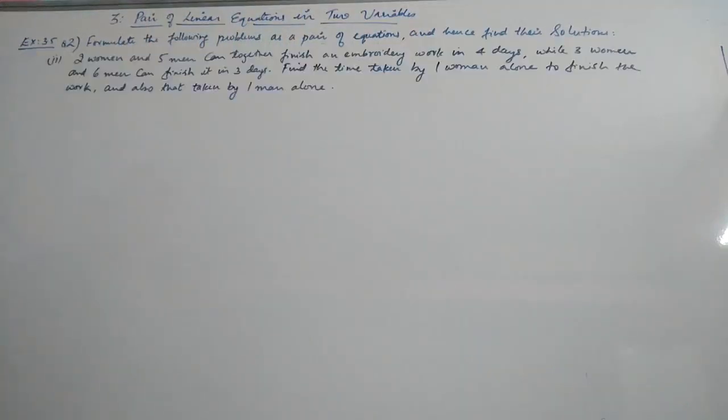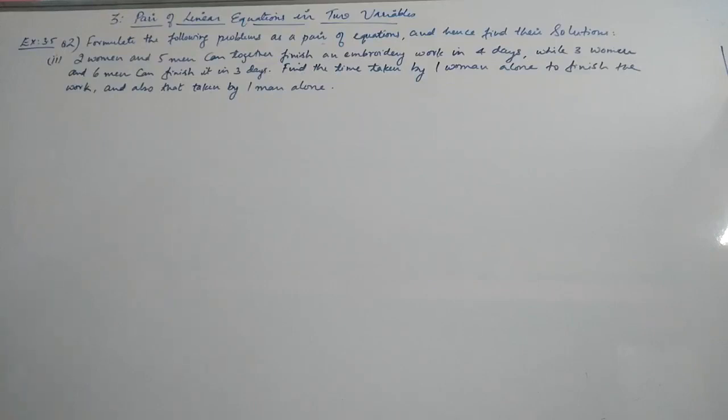Second subdivision is 2 women and 5 men can together finish an embroidery work in 4 days, while 3 women and 6 men can finish it in 3 days. Find the time taken by 1 woman alone to finish the work, and also that taken by 1 man alone.